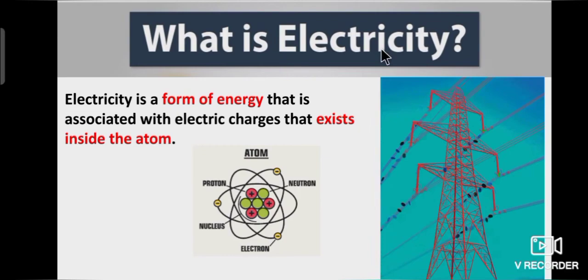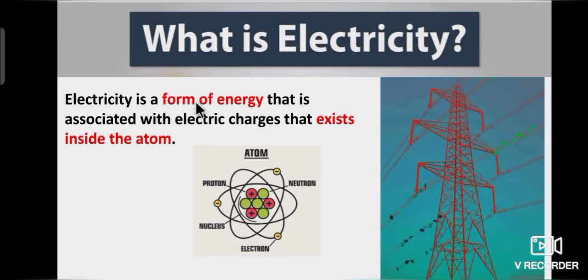Tell me, what is electricity? Electricity is a form of energy that is associated with electric charges that exist inside the atom. Yes, the proton carries positive charge, the electron carries negative charge, and the neutron carries neutral charge.